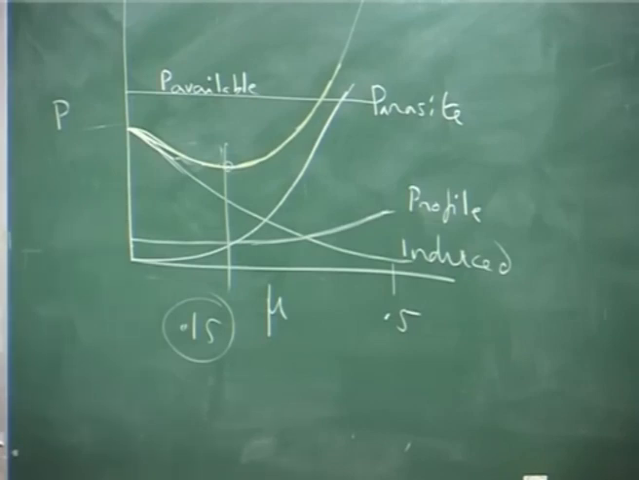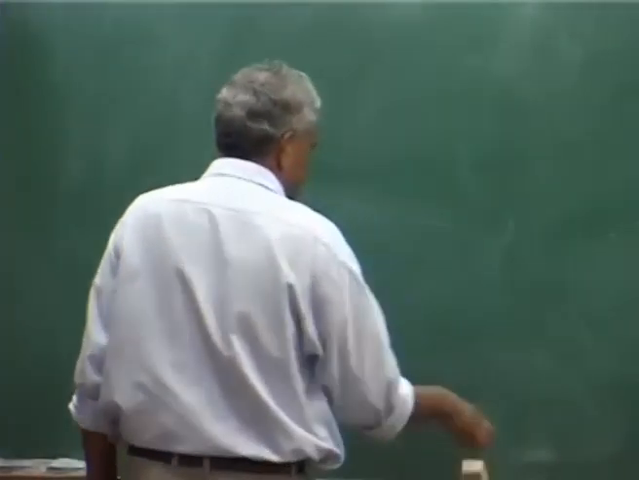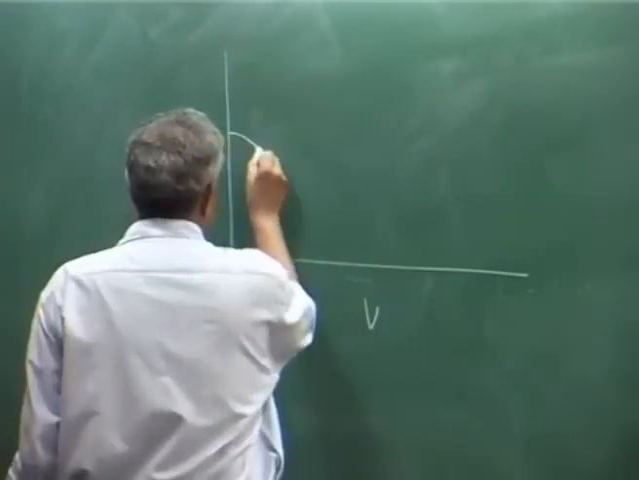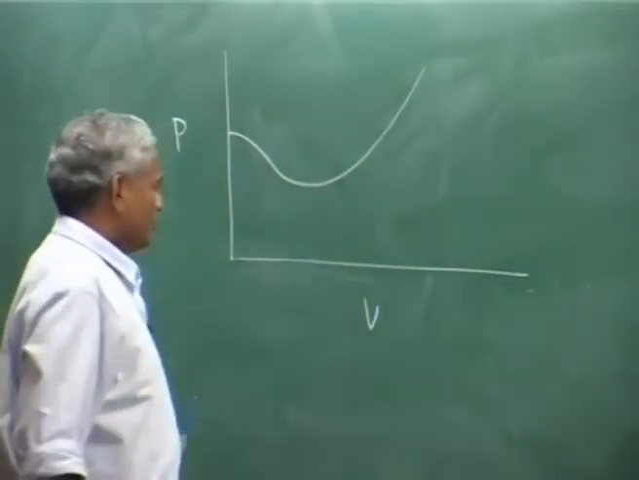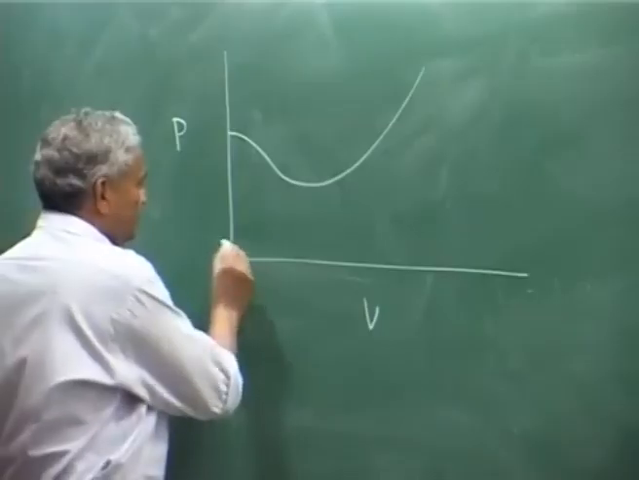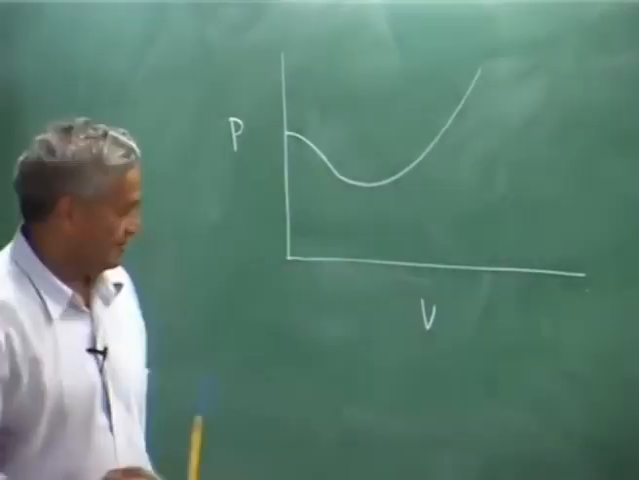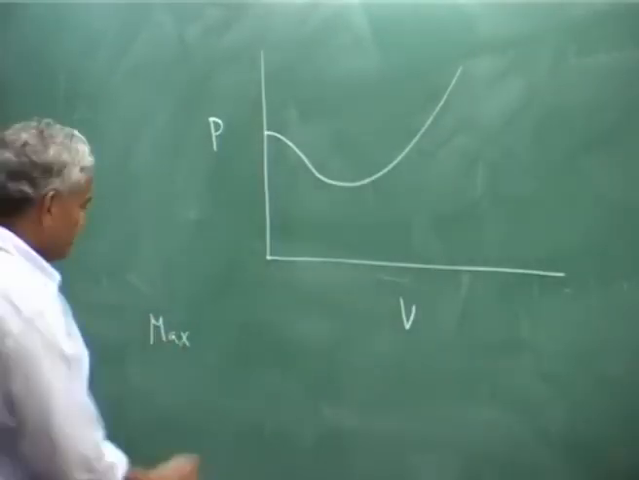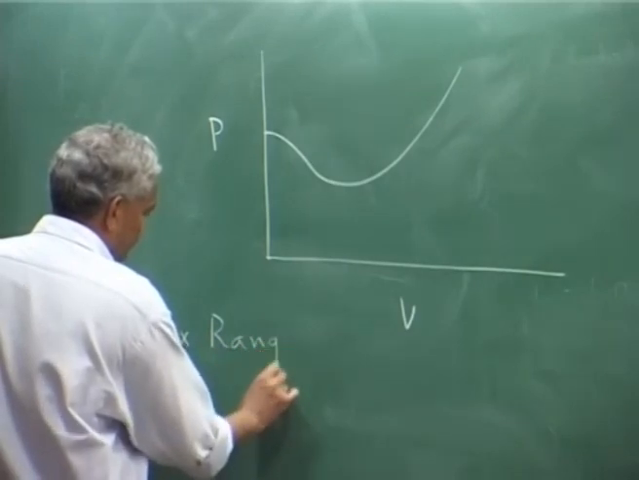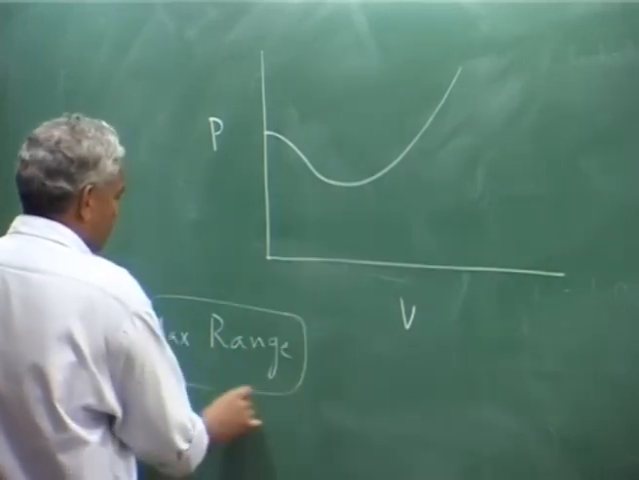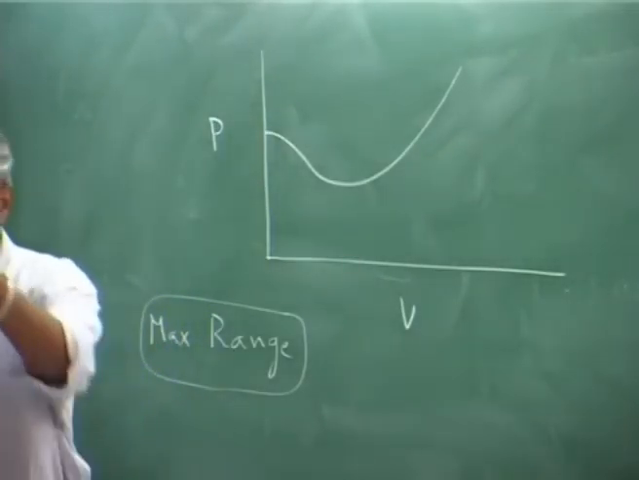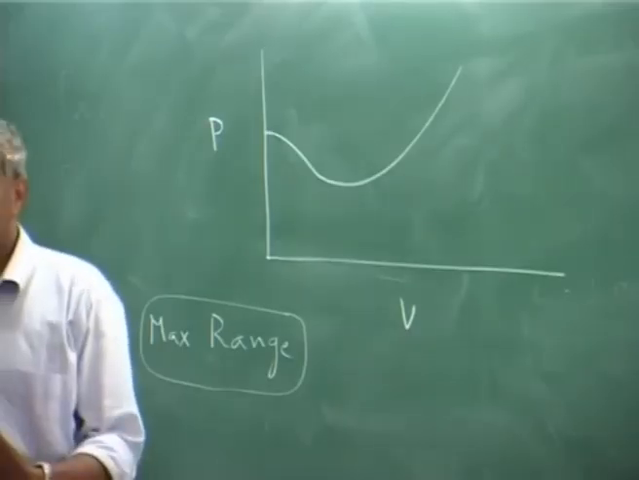Now, with this curve, I will give you another interesting result. So, we take this power versus speed curve. What is the speed for max range? If you want to maximize the range, what speed should I fly?